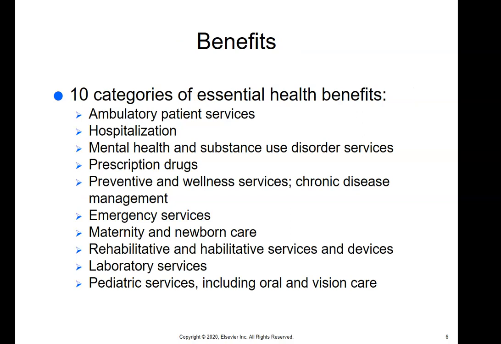Benefits. There are 10 categories of essential health benefits. They are ambulatory patient services, hospitalization, mental health and substance use disorder services, prescription drugs, preventative and wellness services and chronic disease management, emergency services, maternity and newborn care, rehabilitative and habilitative services and devices, laboratory services, and pediatric services, including oral and vision care.